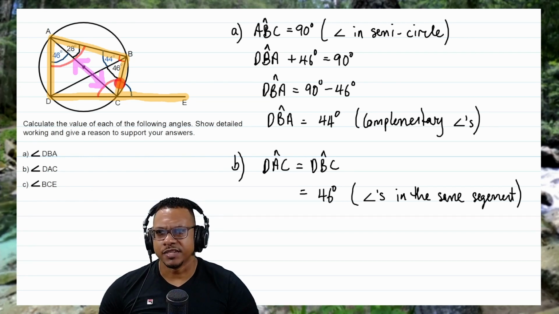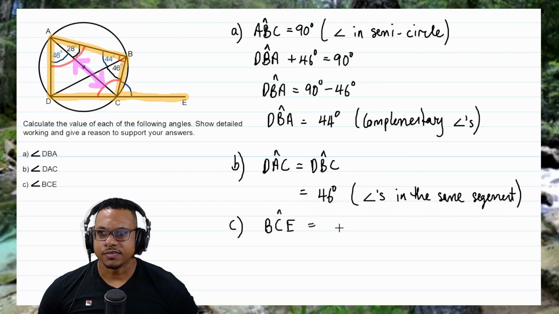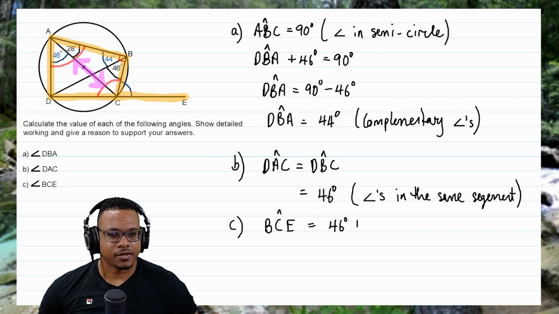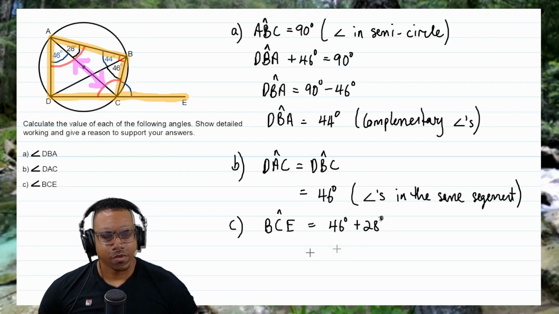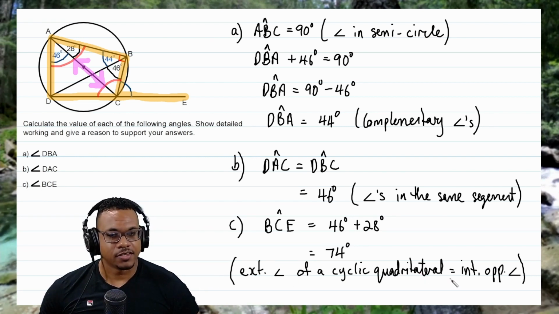So this angle here would be the interior angle, and opposite to that would be this angle here at A, which will be 28 plus 46. So this interior opposite angle is equal to this exterior angle out here. So for part C, I'll have that angle BCE is equal to 46 degrees plus 28 degrees. So I get that angle BCE is equal to 74 degrees. And so my reason would be the exterior angle of a cyclic quadrilateral is equal to the interior opposite angle.